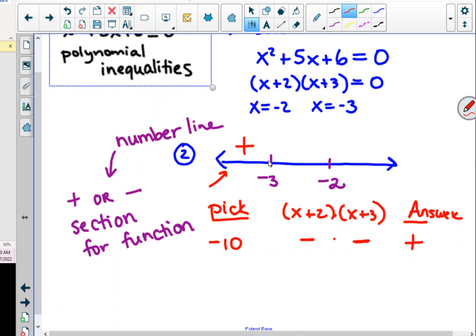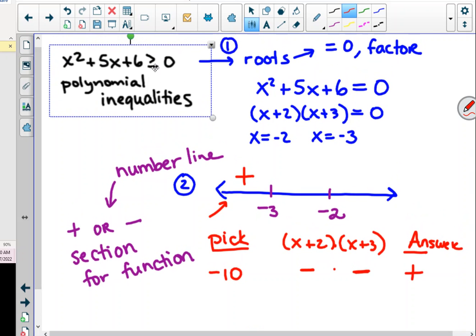So positive answers, positive function values are going to come out of this section of the number line. All the numbers in this section of the number line plugged into this function are going to make the function positive. When we finish doing this analysis, you'll see we are going to be interested in the positive sections. Positive sections are the ones we're excited about. Positive sections are going to be my domain sections.